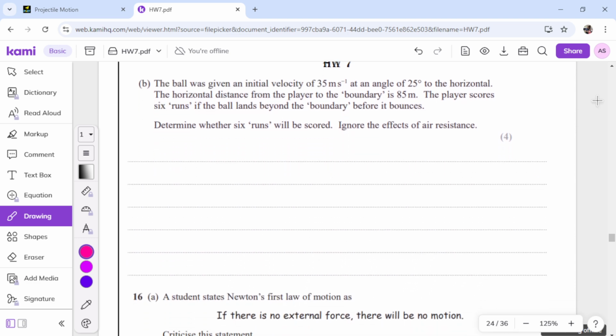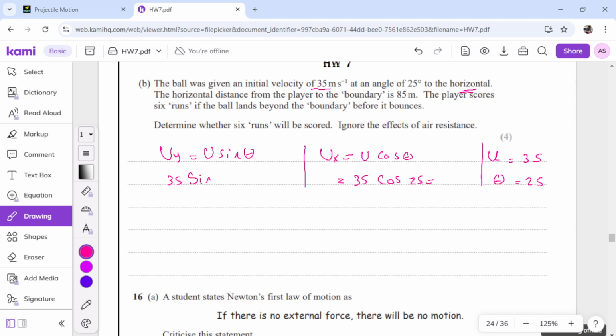The ball was given an initial velocity, so we have an initial velocity equal to 35 with an angle equal to 25. The first thing you have to write is ux and uy. ux is u cosine theta and uy is u sine theta, because the angle is with the horizontal. So it will be 35 cosine 25 and 35 sine 25. I will find both using my calculator.